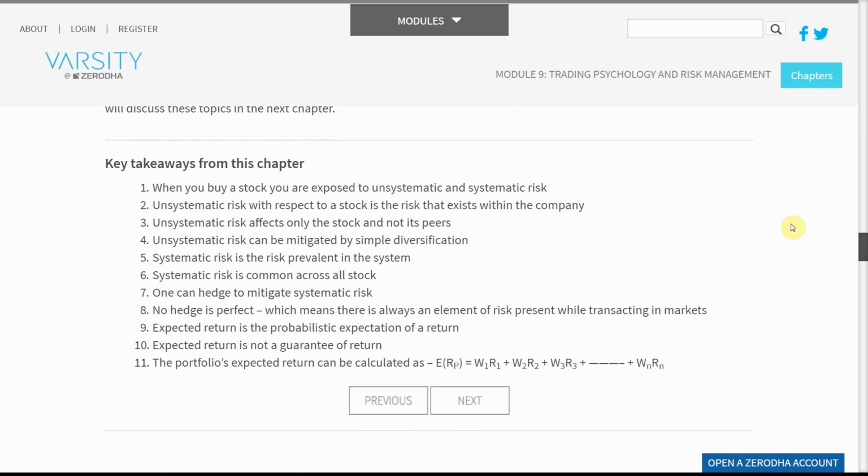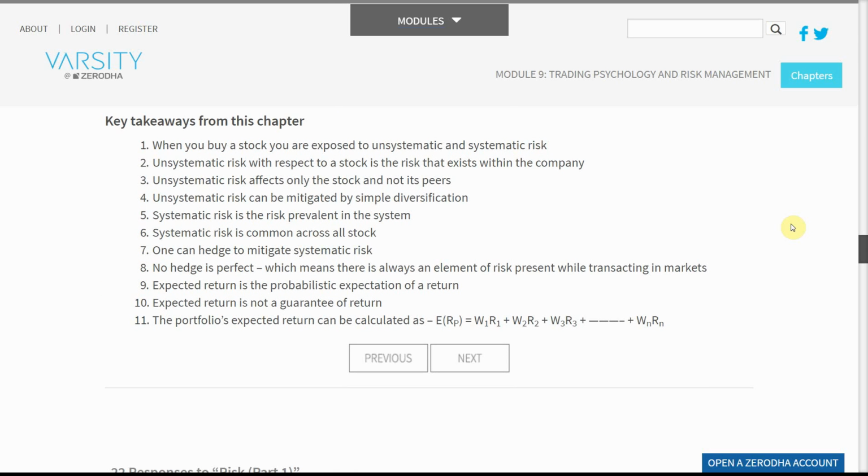Key takeaways from this chapter. When you buy a stock, you are exposed to unsystematic and systematic risk. Unsystematic risk with respect to a stock is the risk that exists within the company. Unsystematic risk affects only the stock and not its peers. Unsystematic risk can be mitigated by simple diversification. Systematic risk is the risk prevalent in the system. Systematic risk is common across all stocks. One can hedge to mitigate systematic risk.